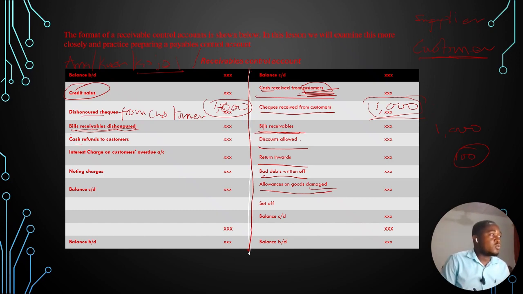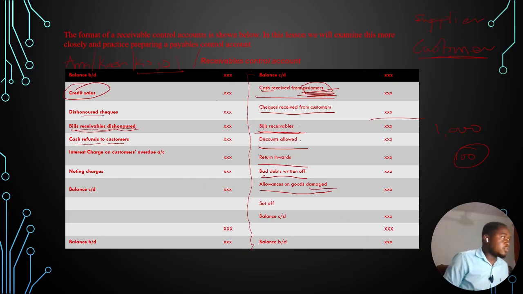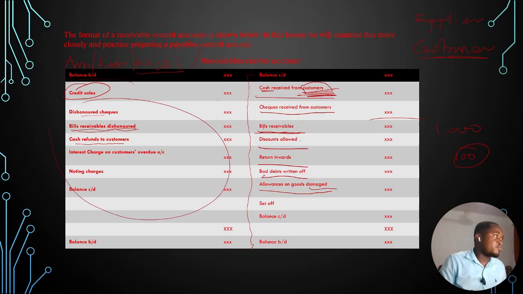So it's more like this one, cash refund to customer. Anything over here, all the items over here increase how much the customer is owing you. So let's say the customer paid his amount, but you realize that the customer did not use the correct amount. So let's say he used a counterfeit.